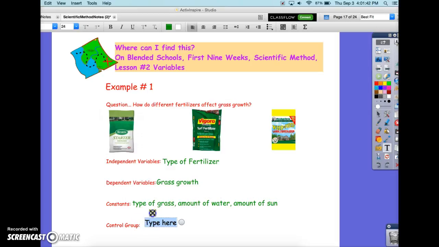Now the control group, I told you all day long, that is the tricky one. The control group is what we compare our independent variables to. So in this case, we are going to compare our independent variable to grass with no fertilizer. Okay, because we want to compare grass with no fertilizer to Scott's to see which one grew more. Grass with no fertilizer to Vigoro to see which one grew more, and then grass with no fertilizer to the Weed and Feed to see which one grew more.